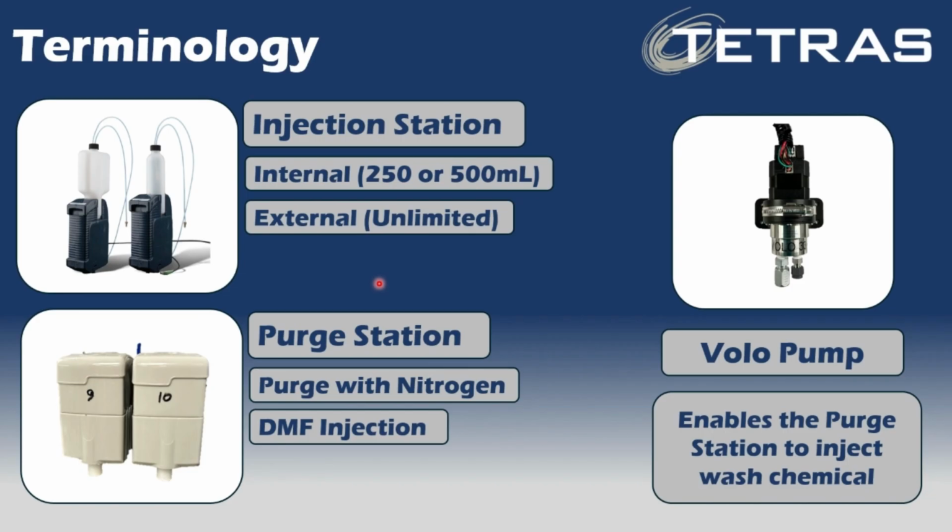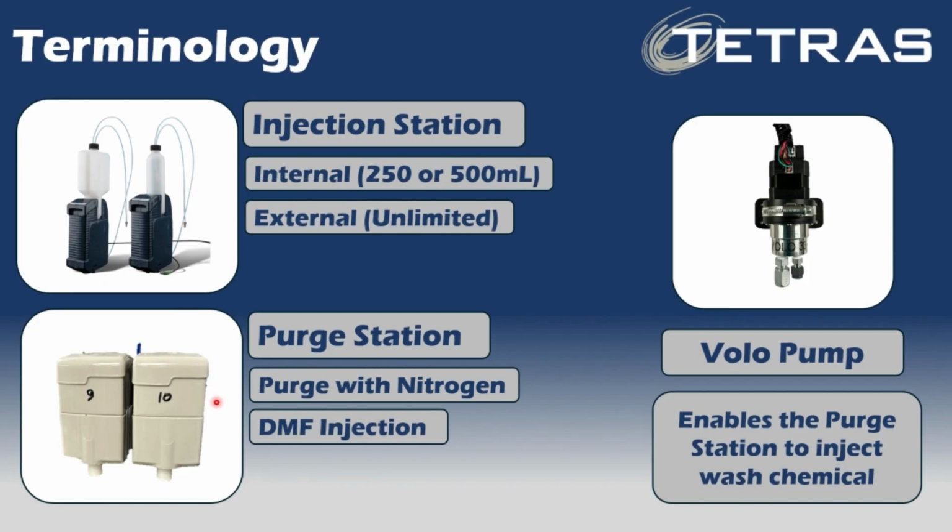For now, we wanted to give you a high-level look at the different components that will be incorporated during this demo. We'll start first with the injection stations. Tetris has 2 types. Internally sourced injection stations, which source chemical from either a 500 milliliter or 250 milliliter bottle that are inside the unit, as well as external injection stations. These external injection stations source chemicals from outside the system, in whatever size you choose.